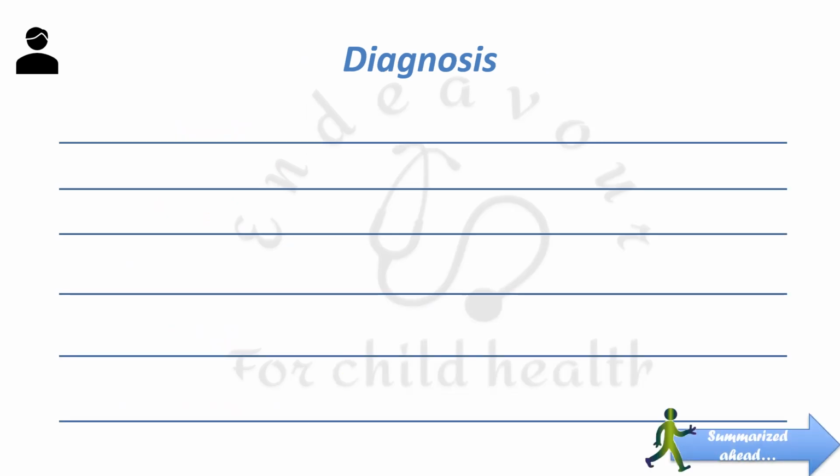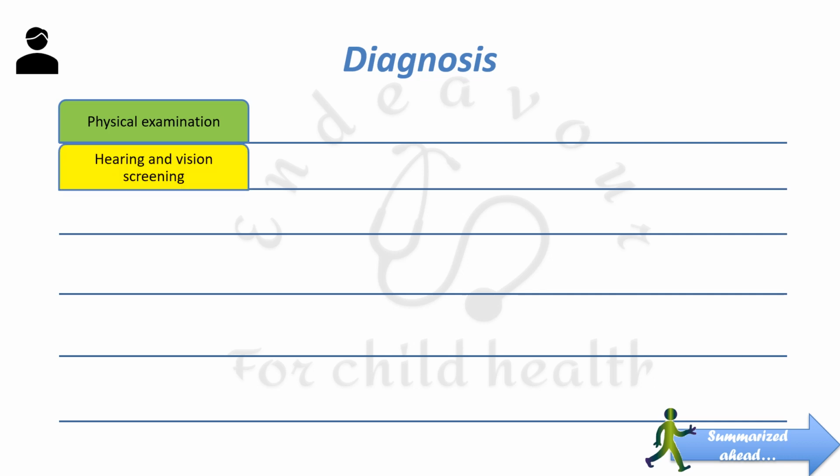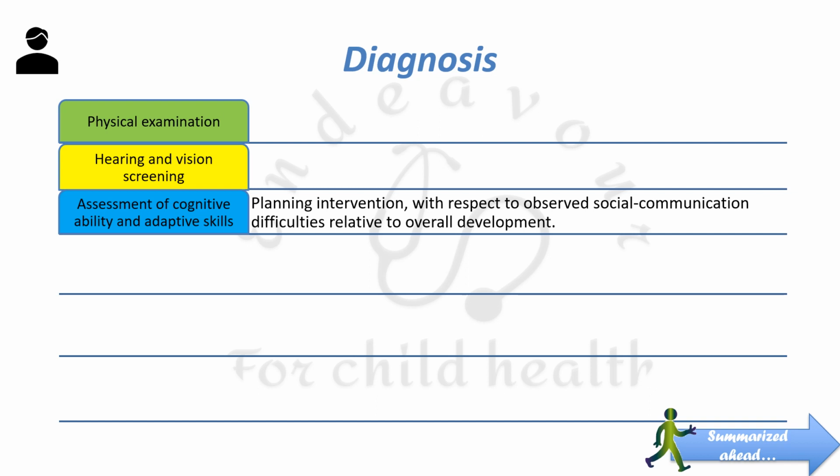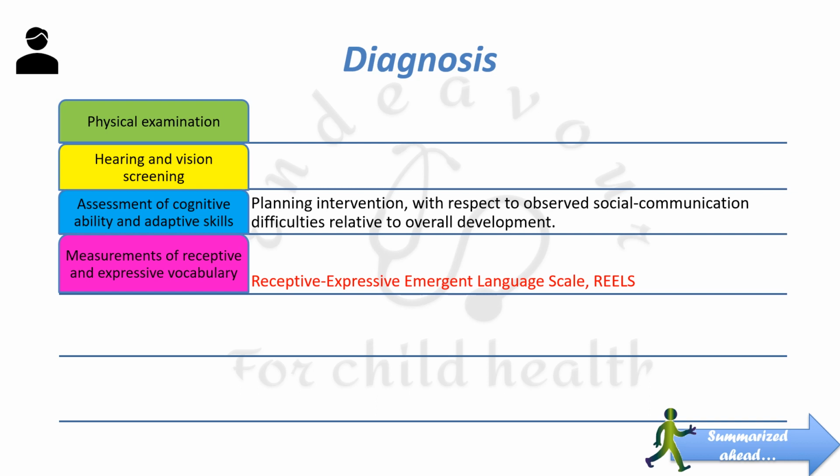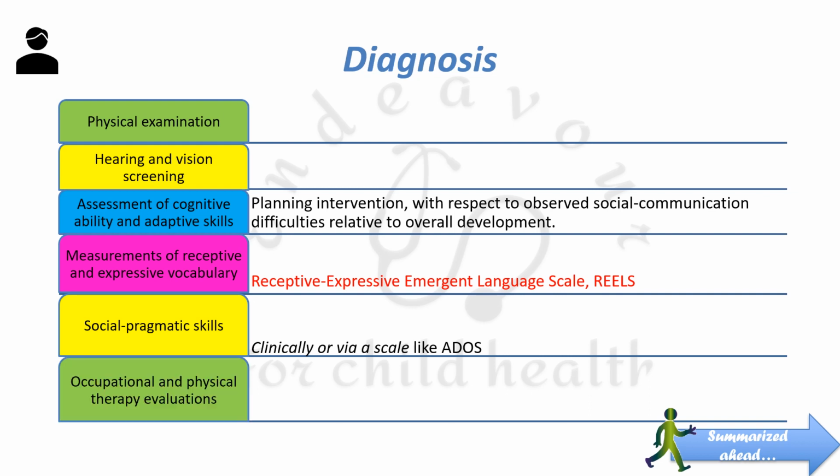So for diagnosis, you must do a thorough physical examination, a hearing and vision screening as a prerequisite, and assessment of cognitive ability and adaptive skills for planning further intervention with respect to observed social communication difficulties relative to overall development. Measurements of receptive and expressive vocabulary using a tool like REELS, that is Receptive Expressive Emergent Language Scale. Social pragmatic skills are evaluated clinically or via a scale like ADOS, which I discussed in the earlier slide. Occupational and physical therapy evaluations.